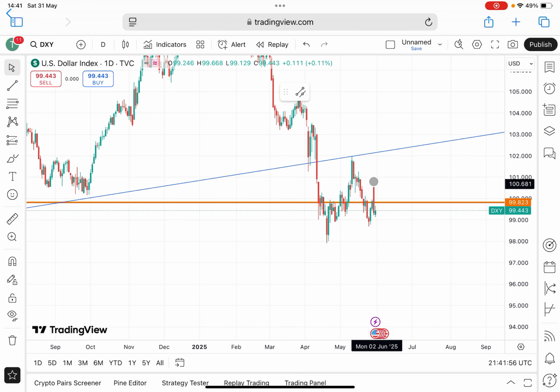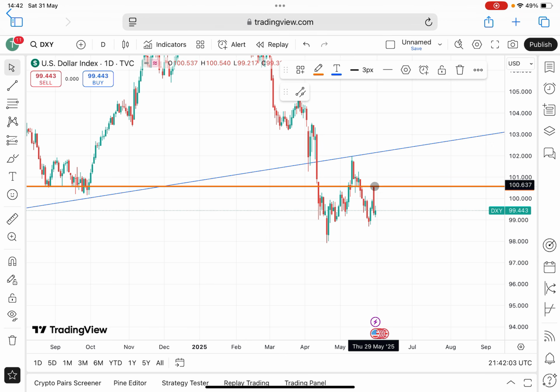Okay, so this is the same trend line. Market broke out, came back to retest, and you can see this huge bearish candle. This was Thursday and this is Friday. Market didn't even really do anything yesterday, Friday.